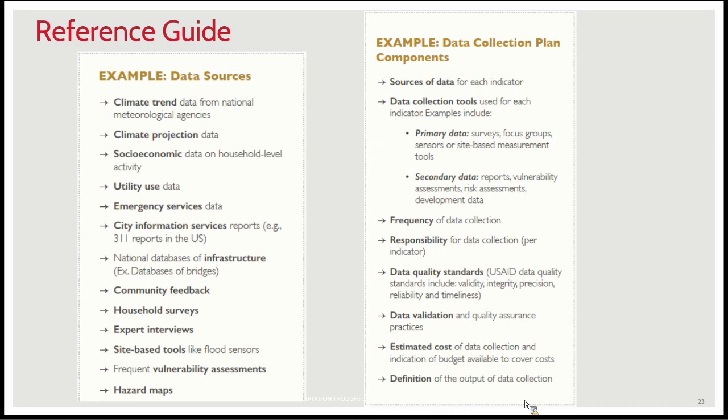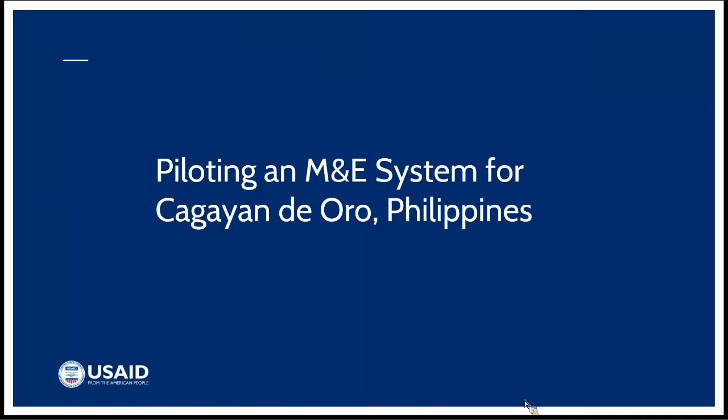So as I mentioned, the reference guide we're looking to have out within the next month or so, at which point it will be available on climate links. Hoping to work with USAID to get this out to missions and hopefully work with some other cities to put this in their hands and receive some feedback on its effectiveness. At this point, I'll hand over to Amy to go through the work in the process.